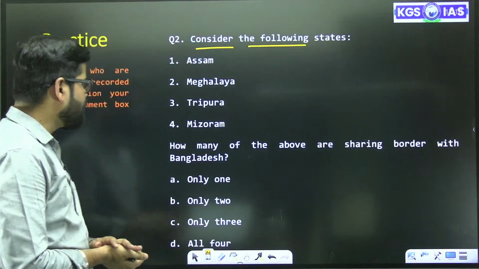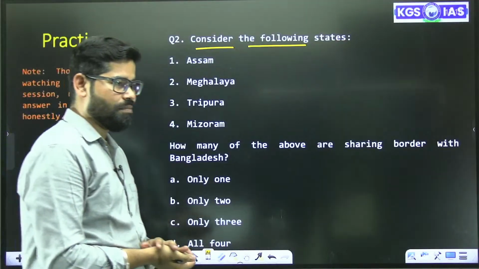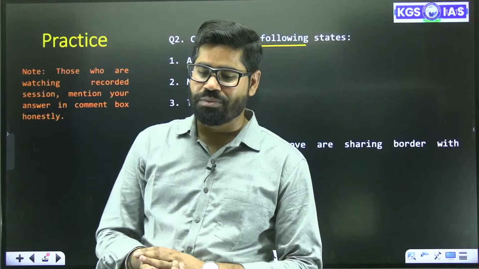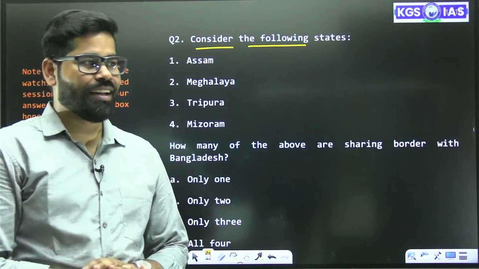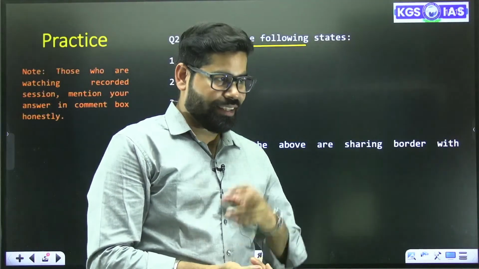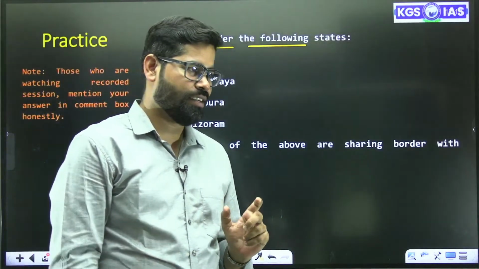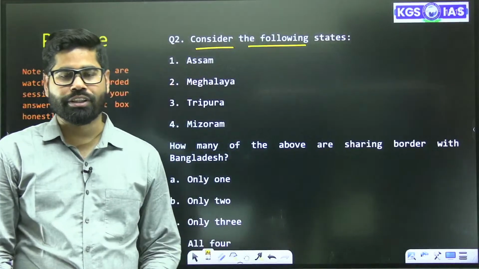We have Mizoram, Tripura, Meghalaya and Assam. So see, we discussed India-Bangladesh relations last day. And this is one of the most standard questions with respect to border sharing. We can get a question on this any day.